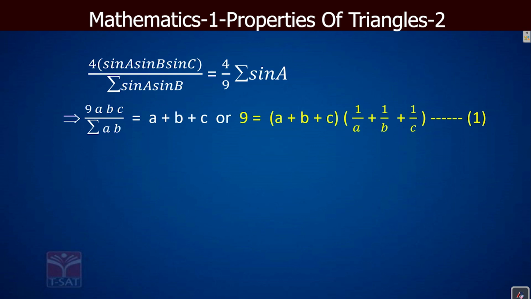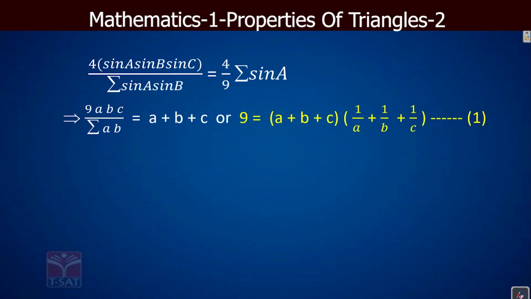So therefore the 4 will cancel, and 9ABC / ΣAB = A + B + C, or 9 = (A + B + C)(A + B + C) / ABC, or 9 = (A + B + C)(1/A + 1/B + 1/C).